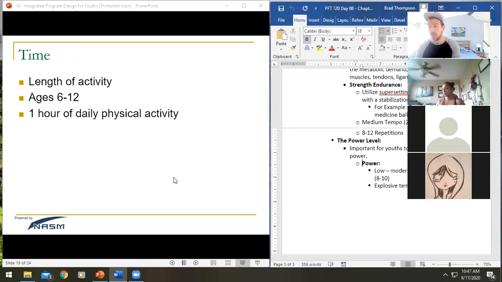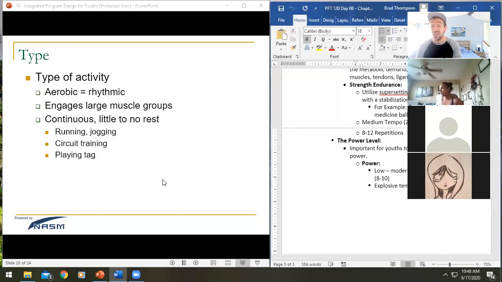Time is the length of time spent in the activity. Usually it's about an hour. For youth, we want about an hour of exercise a day. A lot of these routines we built today were probably closer to 90 minutes.